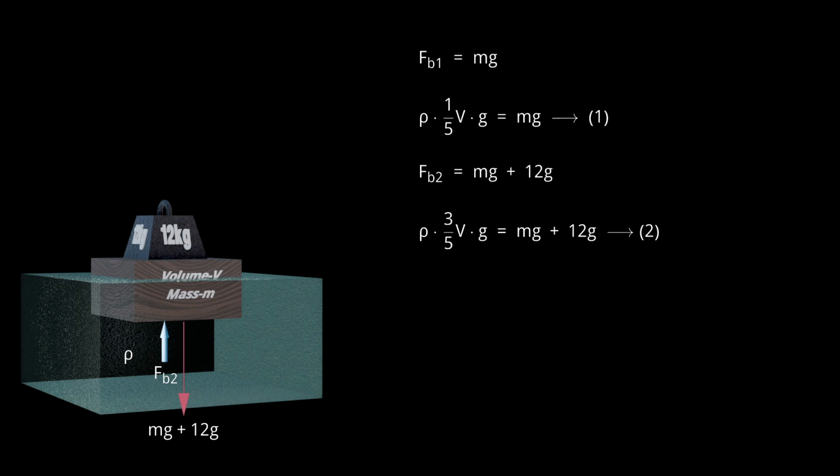To find the mass of the wooden block, we take the two equations we derived and divide the second by the first. This step helps eliminate several common terms, simplifying the expression. What we're left with is an equation that contains only the mass of the wooden block, making it easy to solve. Solving this gives us the mass of the block, which turns out to be 6 kilograms.